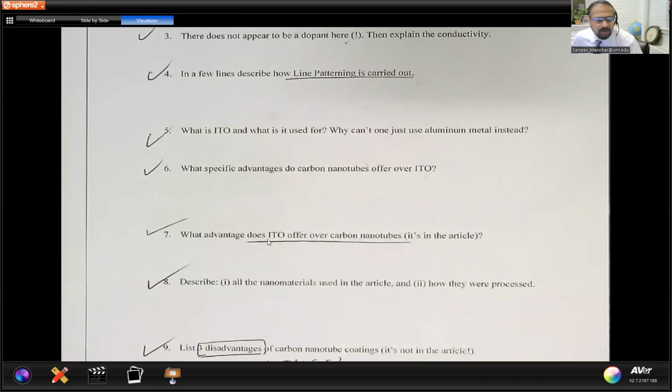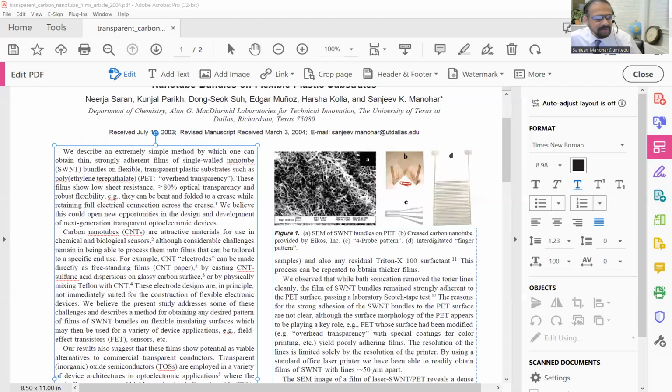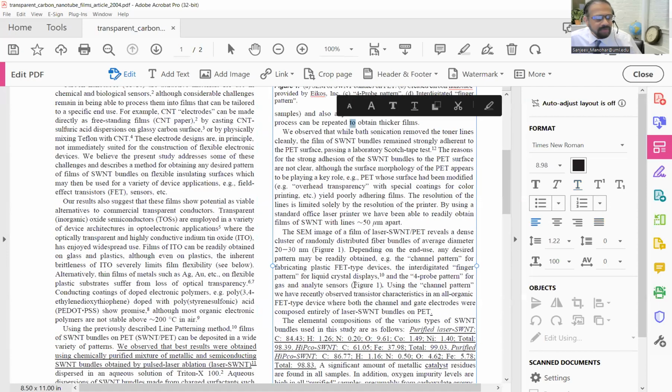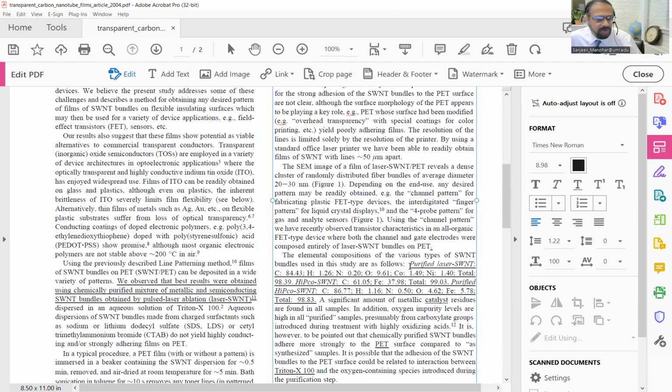Describe all the nanomaterials used in the article. Again, you wanted to see if you have eagle eyes. So nanomaterials, which means I'm only looking for nanomaterials, right? So 3 types of nanomaterials were used. I've underlined it here: purified laser, HIPCO carbon nanotubes, and purified HIPCO nanotubes. 3 kinds of nanotubes were used, and the nanotubes are the only nanomaterials used.